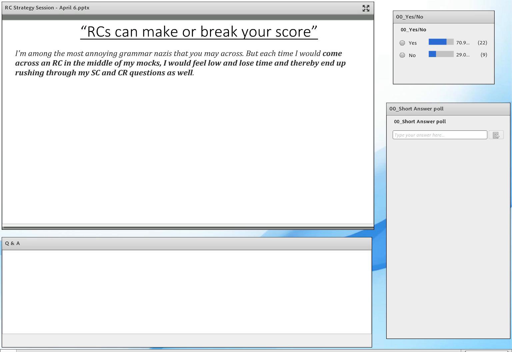I am among the most annoying grammar Nazis that you may come across, but each time I would come across an RC in the middle of my mocks, I would feel low and lose time and thereby end up rushing through my SC and CR questions as well. Okay, so she messed up her CR and SC because of RC.